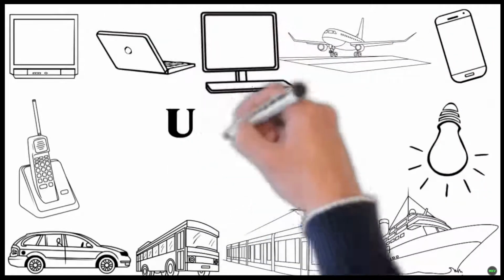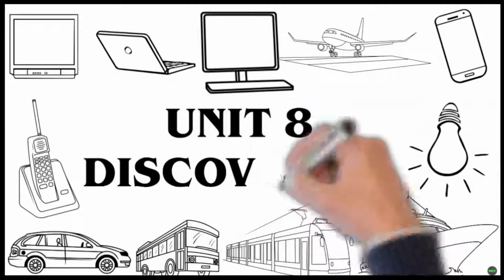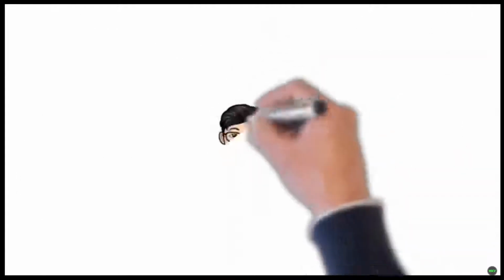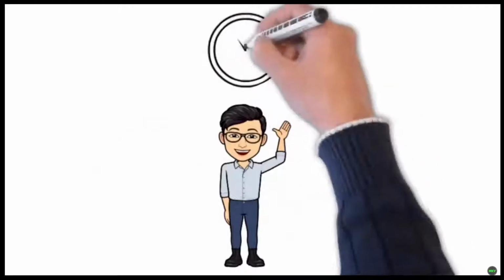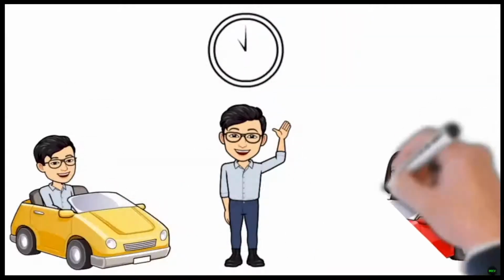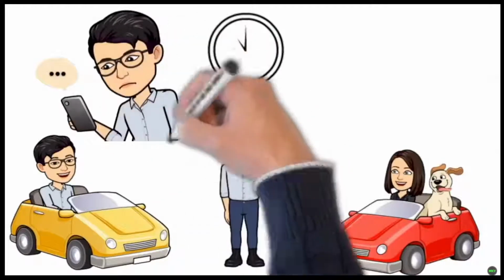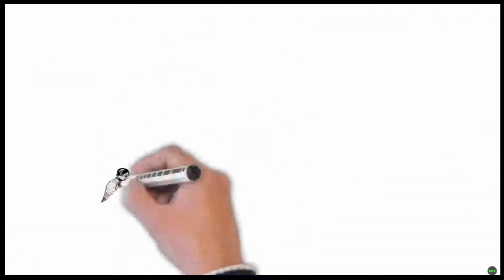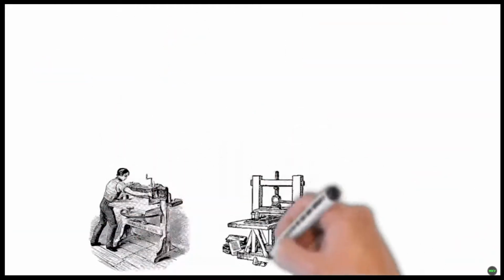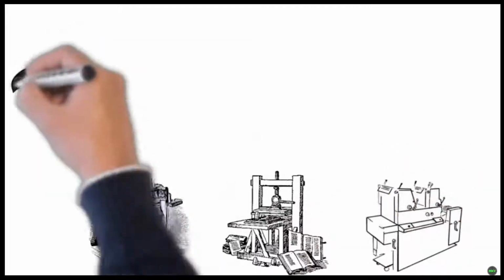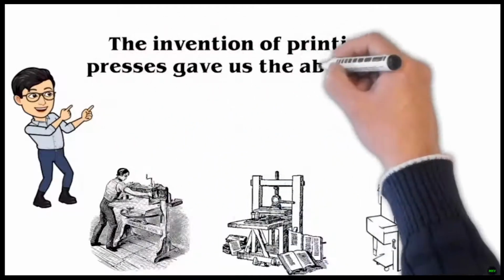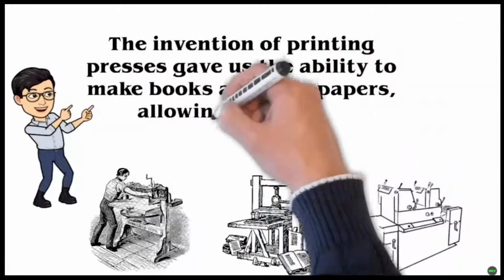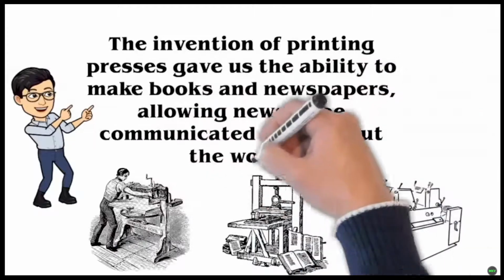Today's lesson, Unit 8, Discoveries. Throughout time, there have been some major inventions that have changed the way we live our lives forever. For example, the invention of printing presses gave us the ability to make books and newspapers, allowing news to be communicated throughout the world.